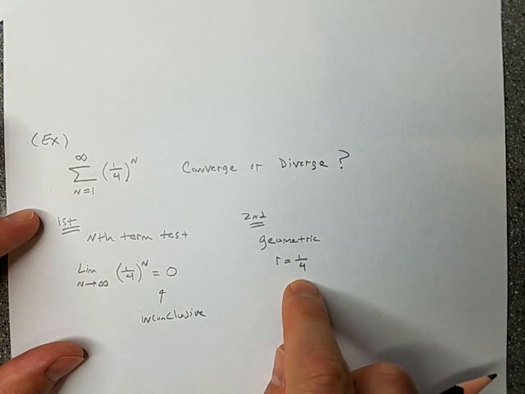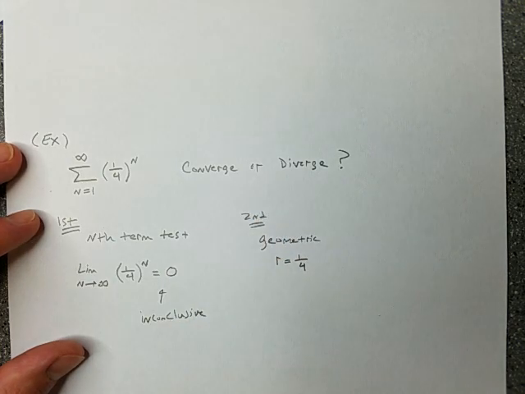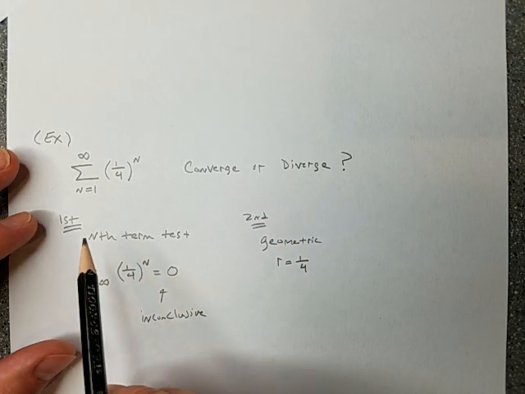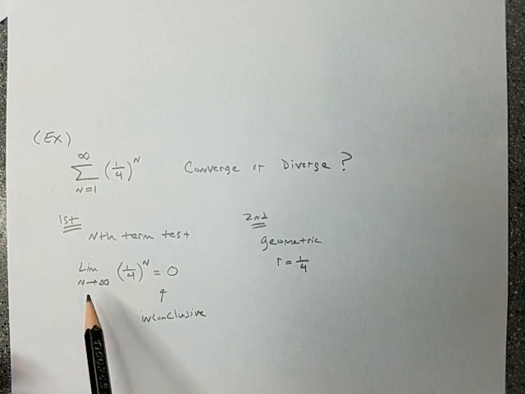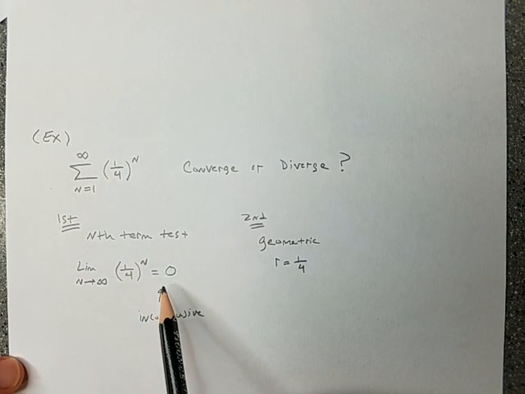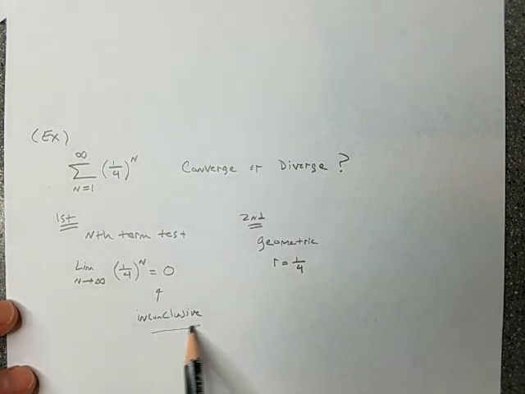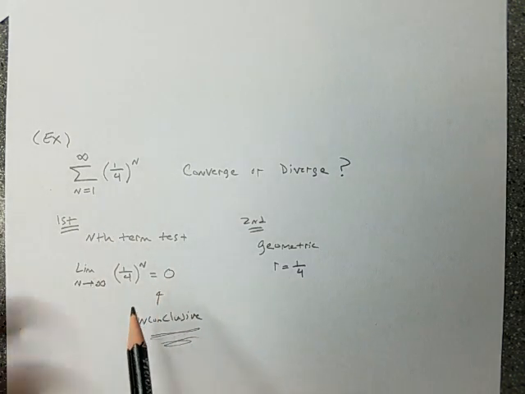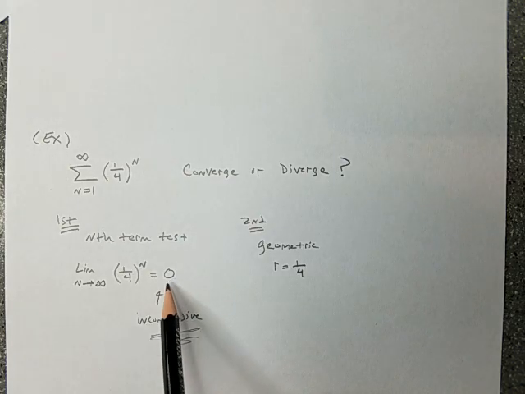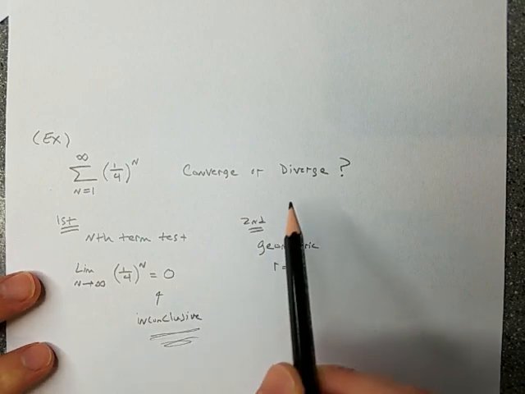I tell you this because I was pretending to not realize it was a geometric series, because I wanted to say that you might try the nth term test. You might calculate this limit. You might get 0, but it doesn't tell you if that series converges or not. The 0 is inconclusive. If you got something different than 0, then it would tell you definitively that it diverges.